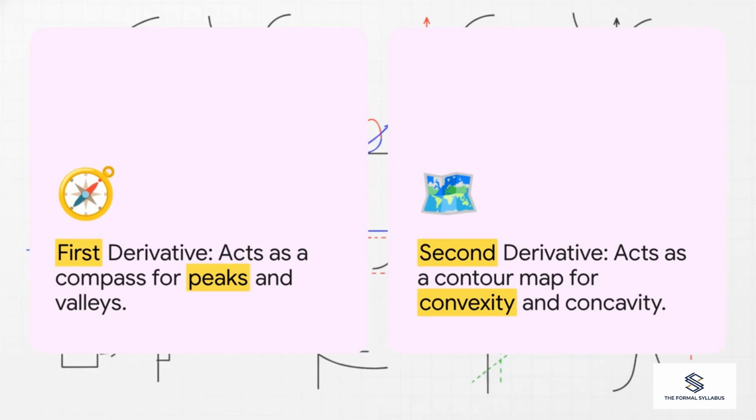But wait, we can go even deeper. While the first derivative points out those critical points, the peaks and valleys, the second derivative acts like a topographical contour map. It reveals these clear arcs of convexity, concavity, and those sneaky hidden points of inflection, where the curve basically wiggles and changes its structural shape.